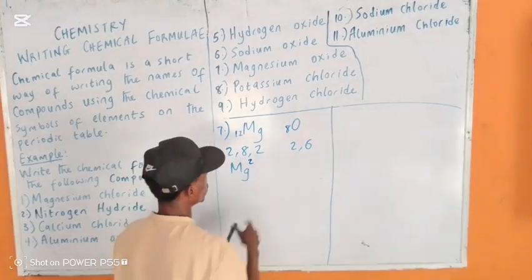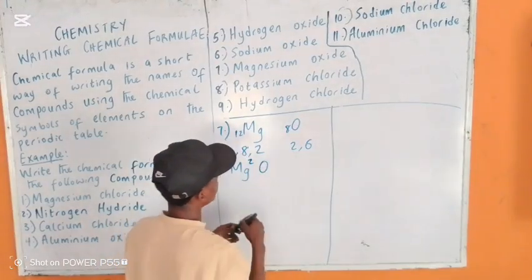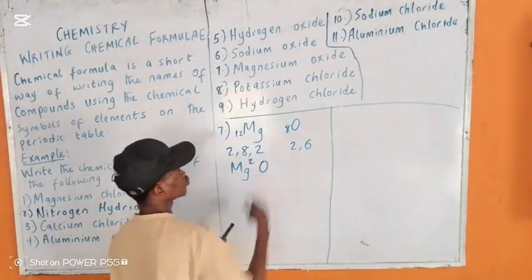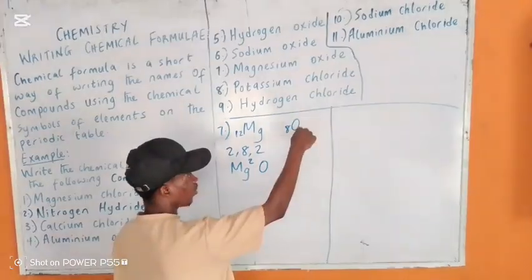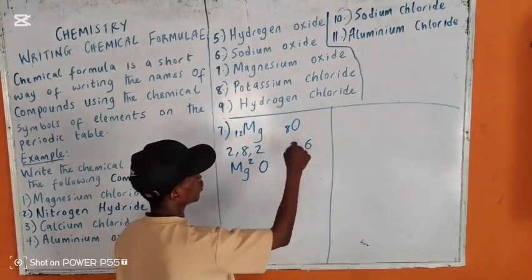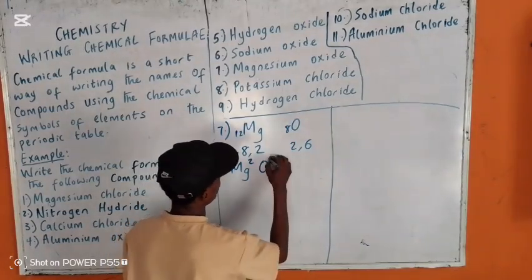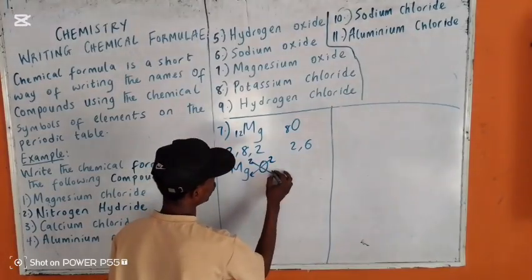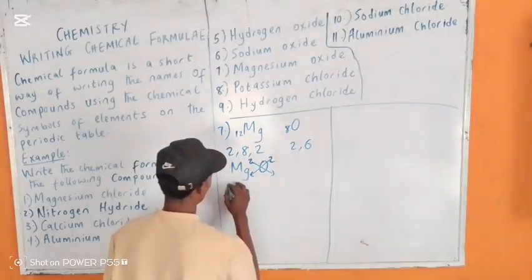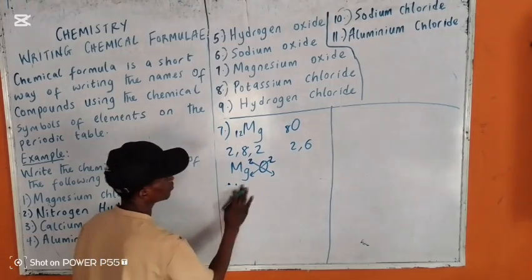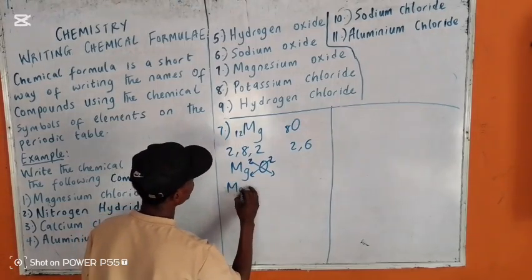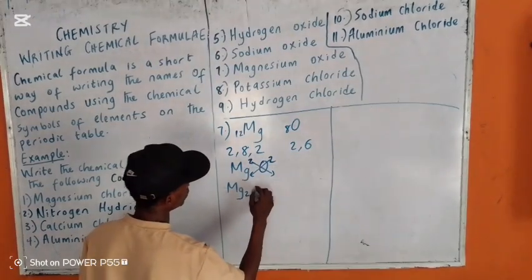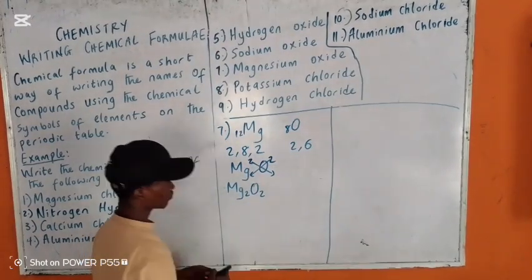What about oxygen? Oxygen here needs 2 to attain the octet rule. So when this oxygen gains 2, we have 2 here. So bringing this 2 here and bringing this 2 here, we have Mg, these 2 coming here, and these 2 coming to oxygen here, we have O2.